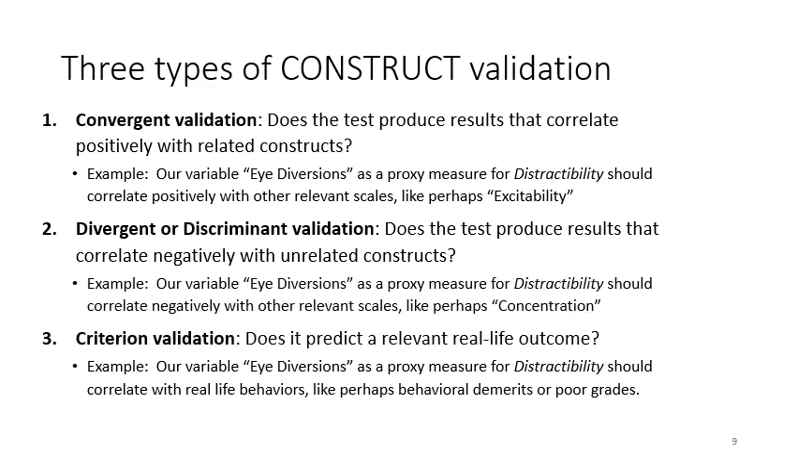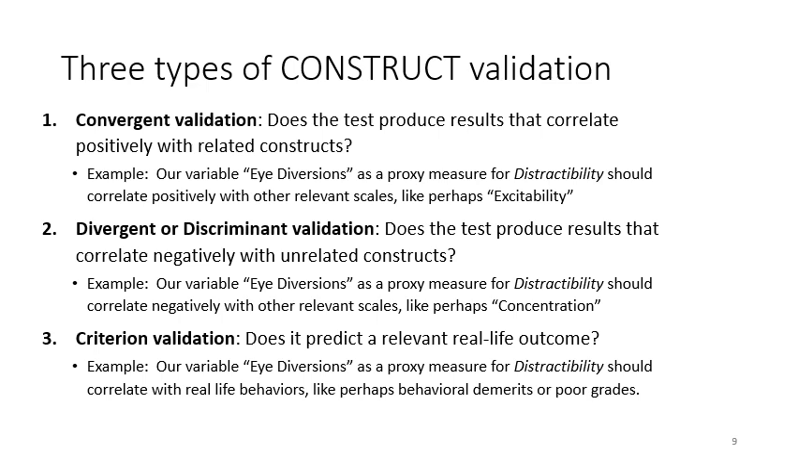So let's look at the bullet point under number 2. Our variable, eye diversions as a proxy measure for distractibility, should correlate negatively with scales like maybe concentration. We would expect that as eye diversions or distractibility goes up, maybe concentration ability goes down.